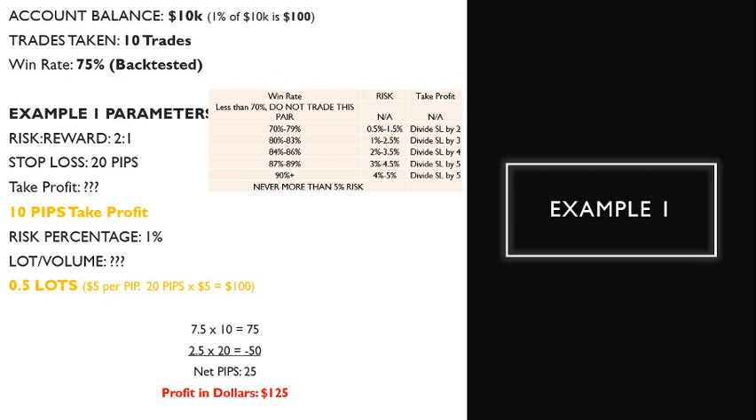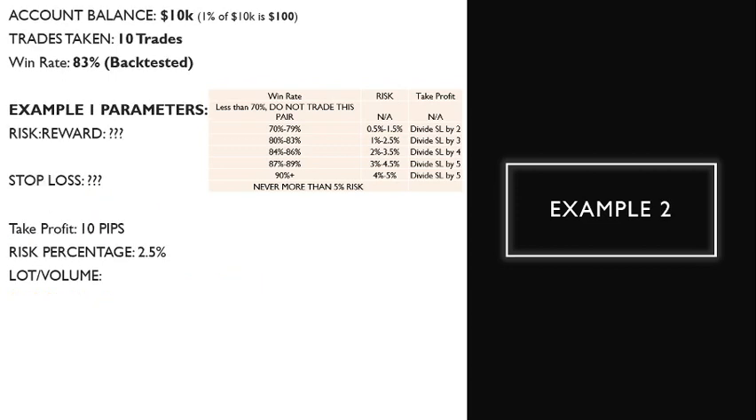So let's go to our next. And that should say example 2, sorry. Example 2, we have a $10,000 account. We took 10 trades. We have an 83% win rate that we've back tested for. And I'm still going to get to your question, by the way. 83% that we've back tested for. What risk to reward can we use just based on the little chart there?